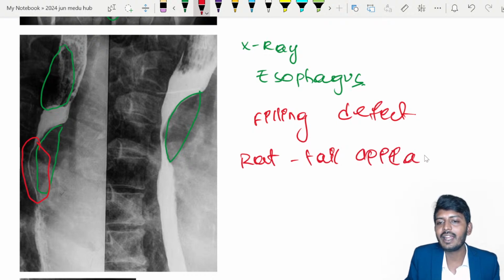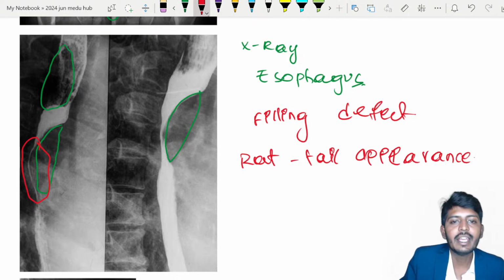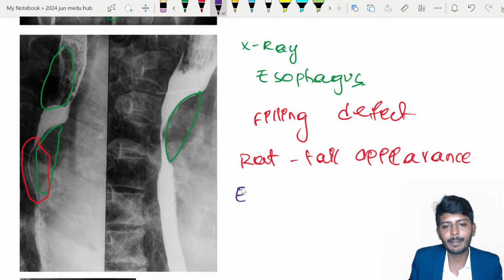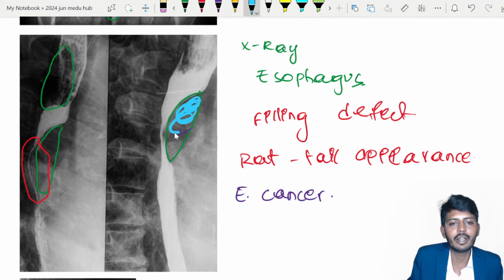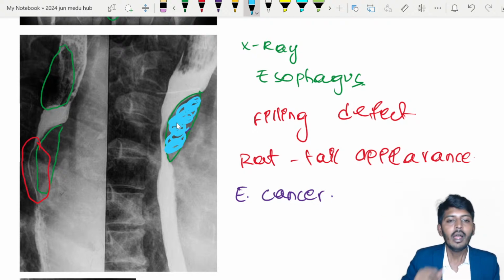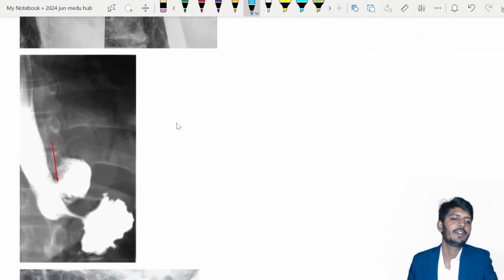So this rat tail appearance and also your, what is that? That filling defect is suggestive of esophageal cancer. Remember, esophageal cancer. Okay, so why is there a filling defect? All this area, tumor growth has already occurred. Because of that tumor growth, the contrast could not enter inside. So very clearly it is telling you esophageal cancer. So that is the story of your esophageal cancer.